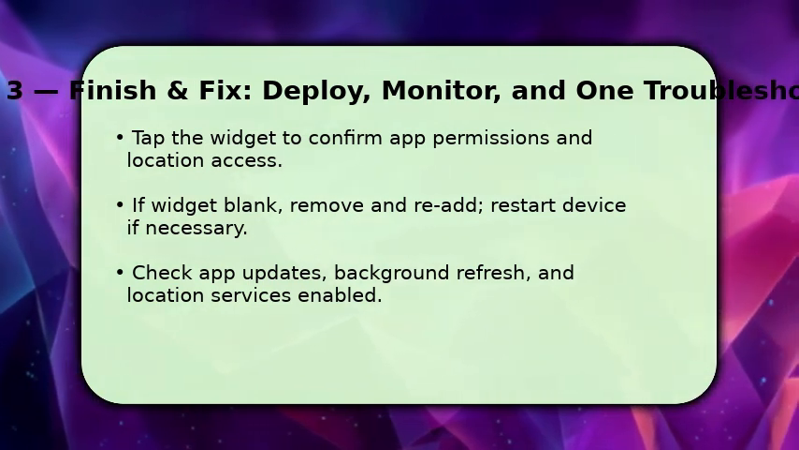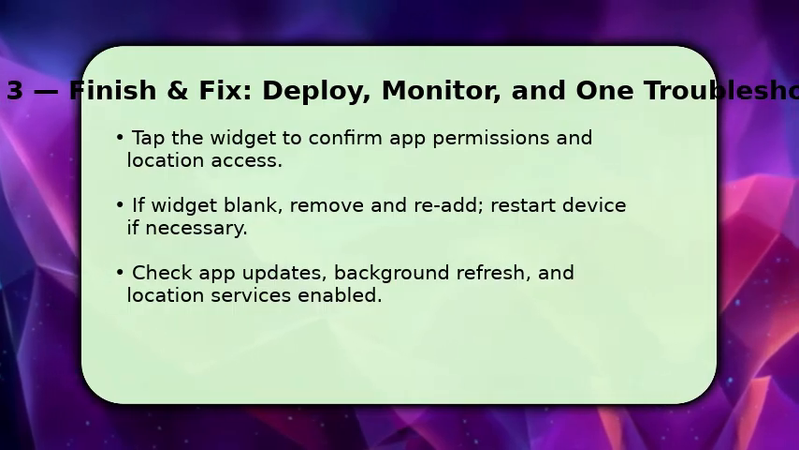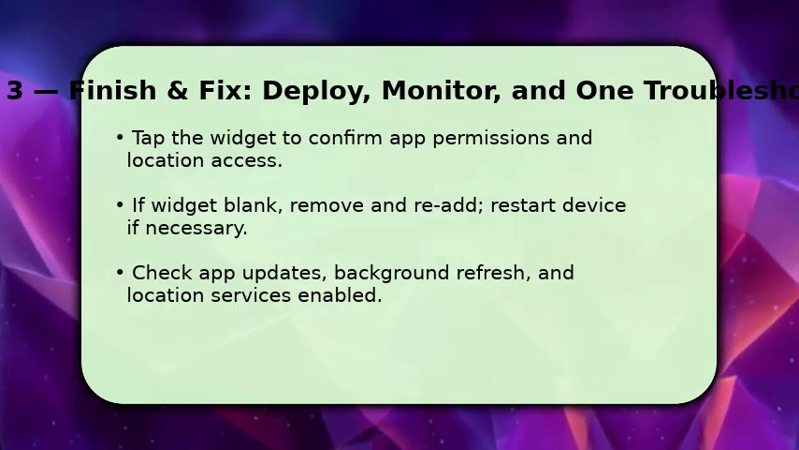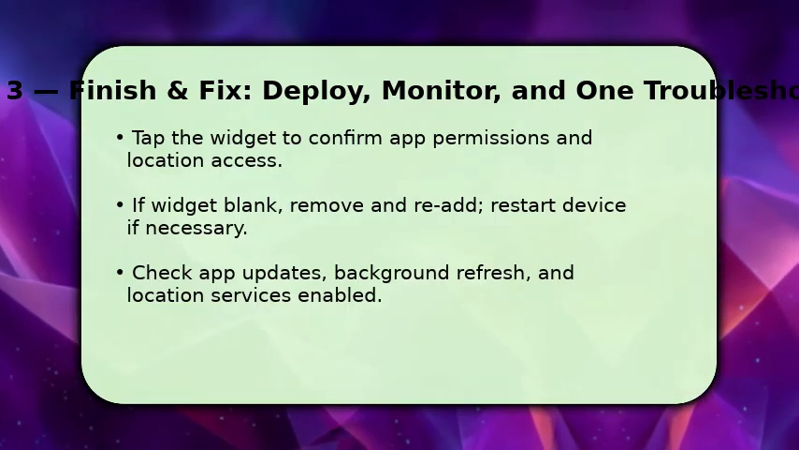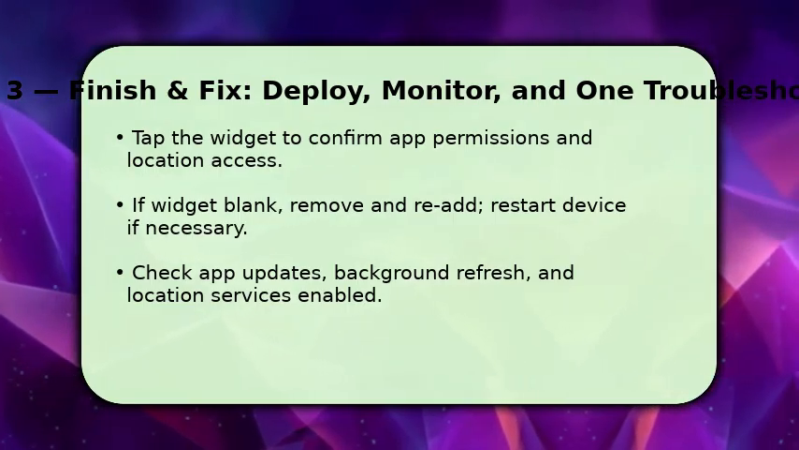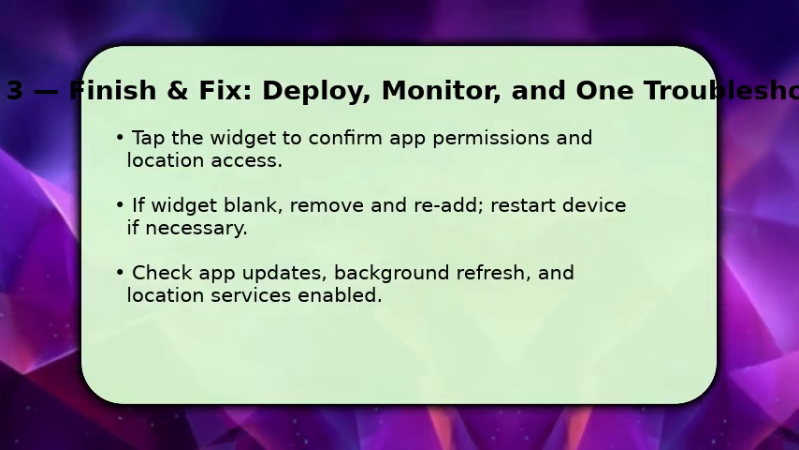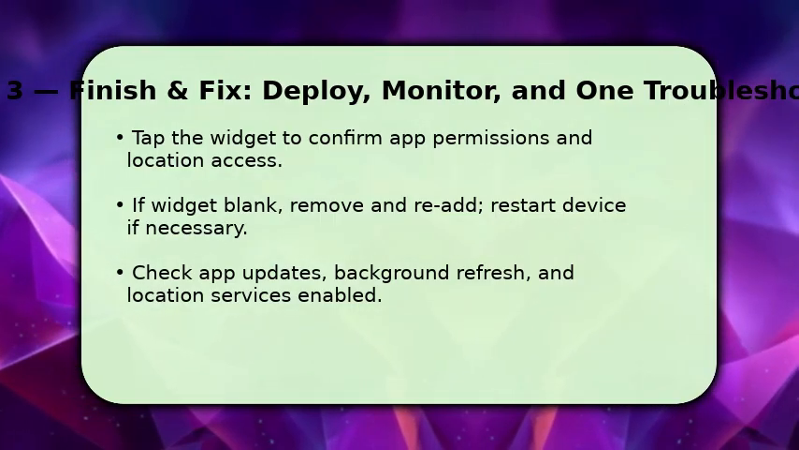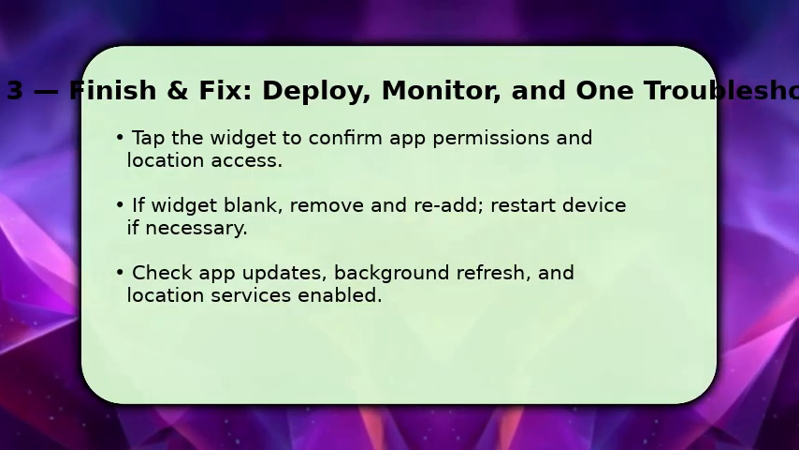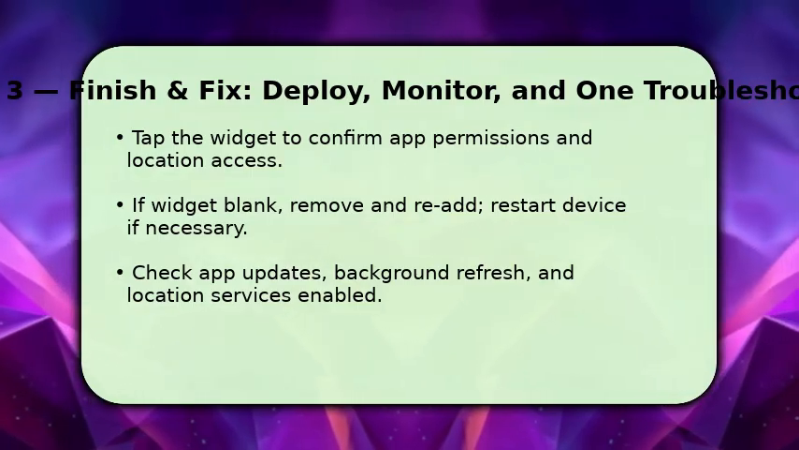If it appears blank or stale, remove and re-add the widget using the same picker. Often a restart clears cache and forces a refresh. Make sure background app refresh and location services are enabled for the weather app. If problems persist, update the app or the OS. Then try adding the widget one more time.